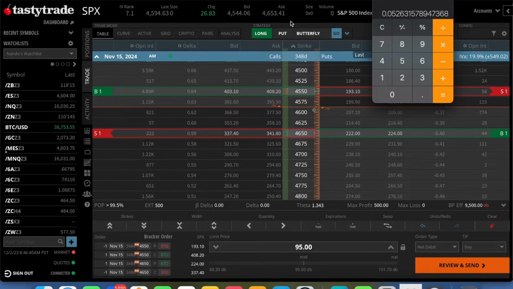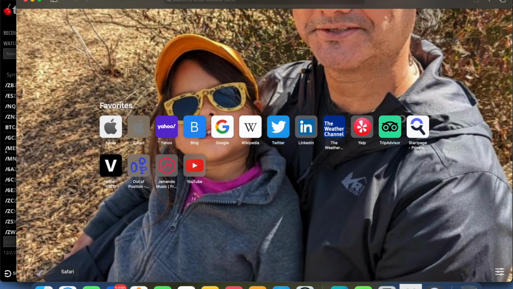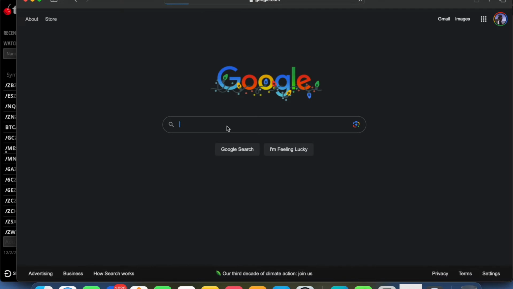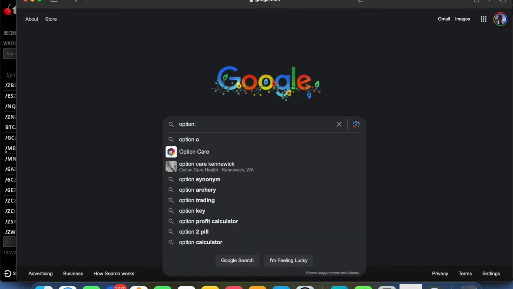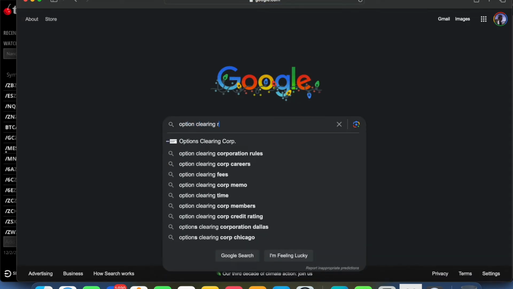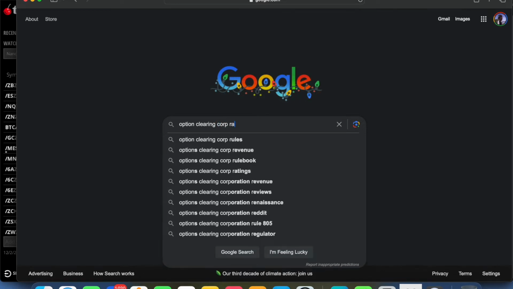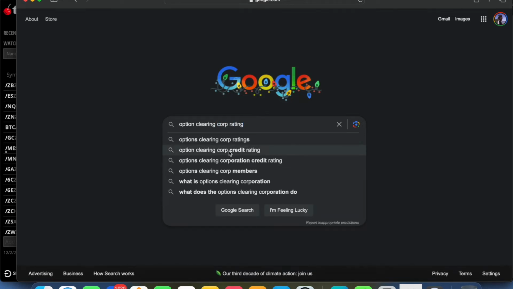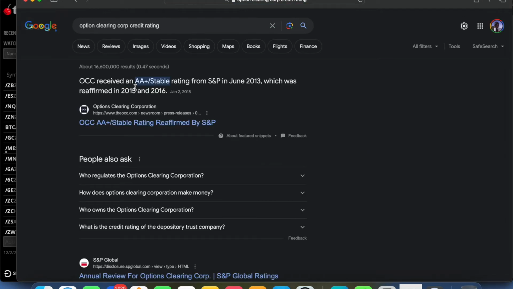This is guaranteed by the OCC, which is the Options Clearing Corporation, and never in the history of its existence did it fail to clear an options contract. Let's take a look at the rating of the OCC compared to, I guess we can compare that to the Treasury. So let's go Option Clearing Corp rating, credit rating, and we see that it's AA stable, which is AA plus, which is pretty much as good as it can get.